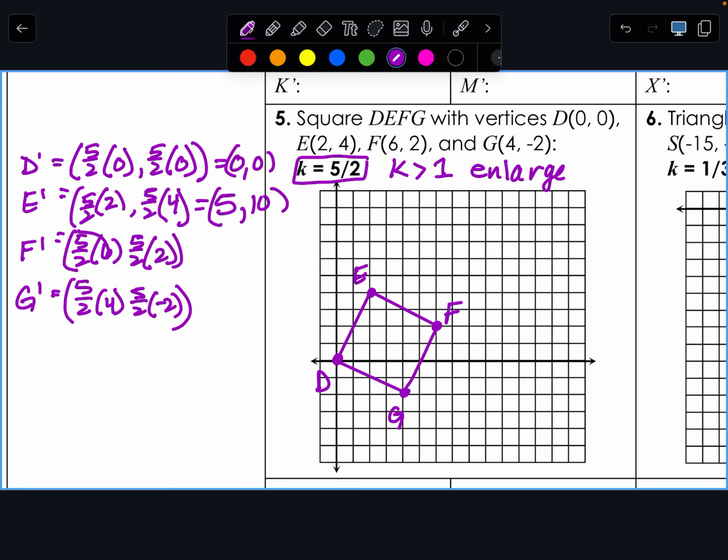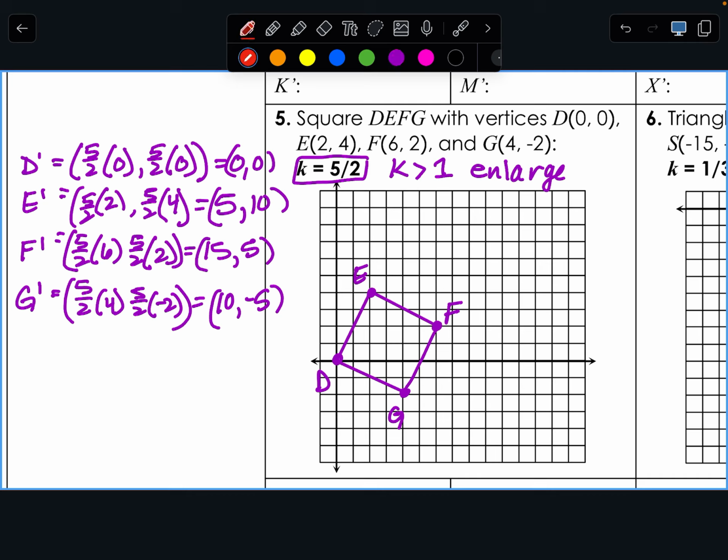So 5 times 6 is 30, divided by 2, that's 15. 5 times 2 is 10, divided by 2 is 5. Again, that's a big number, but because I know I'm enlarging it, it doesn't seem wrong. 5 times 4 is 20, divided by 2, that's 10. 5 times negative 2 is negative 10, divided by 2 is negative 5.